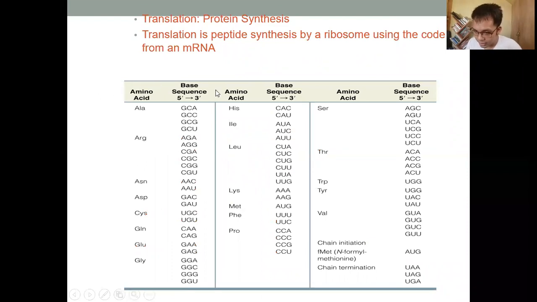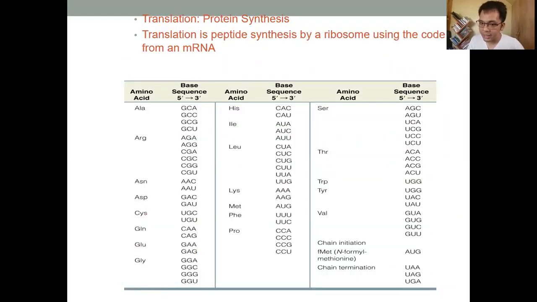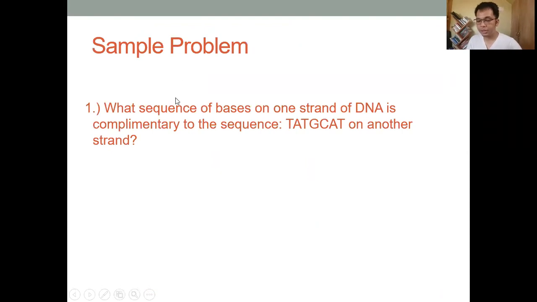Kapag meron na tayong protein synthesis, ito yung mga specific sequence base or codon natin. Kunwari, meron tayong GCA. Ang amino acid na masisynthesize nun is alanine. AGA, arginine. And then AAC and AAU, asparagine. And so forth. So, every 3 bases, sequence base, 5' to 3', meron tayong specific amino acids na tinatranslate ng mRNA natin. Kaya nga, translation is a peptide synthesis by ribosome using code from mRNA. So let's consider this sample problem natin dito.